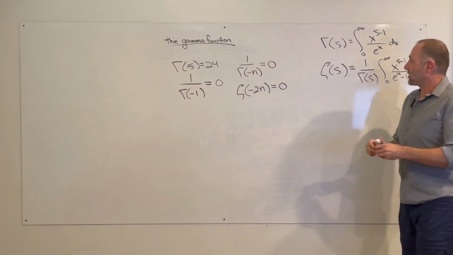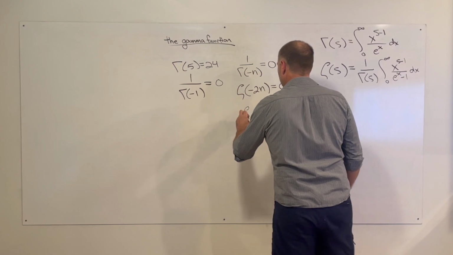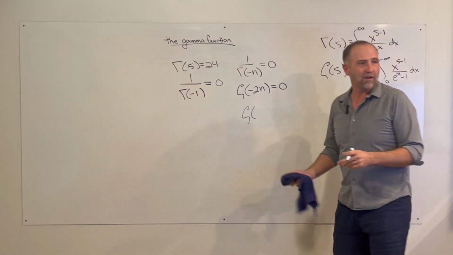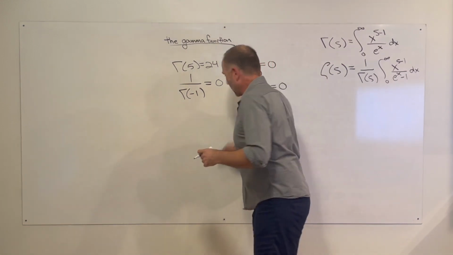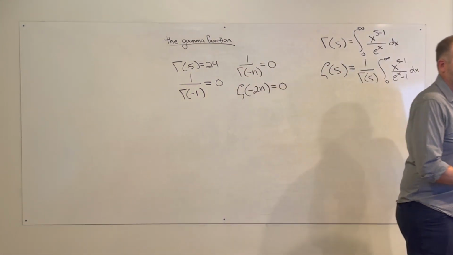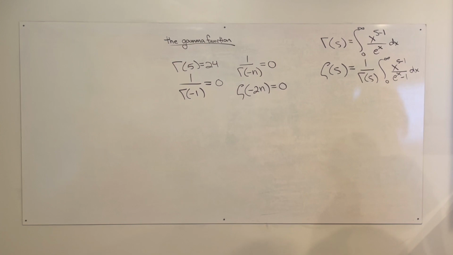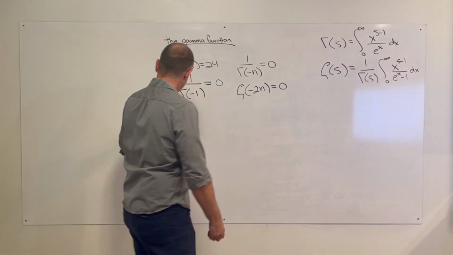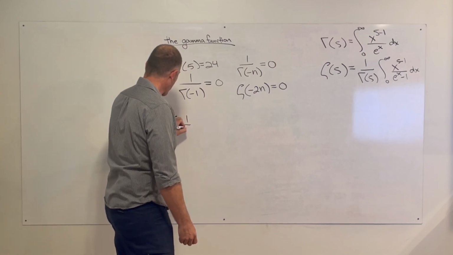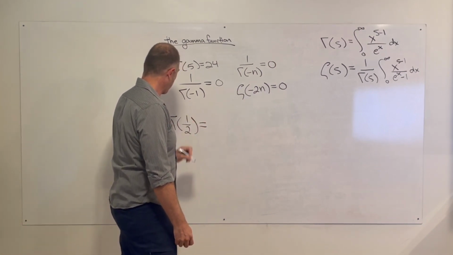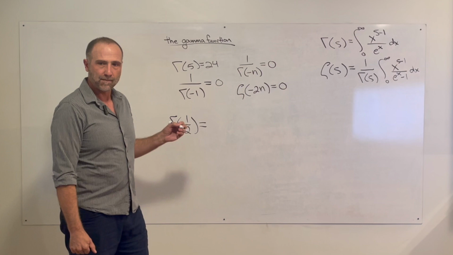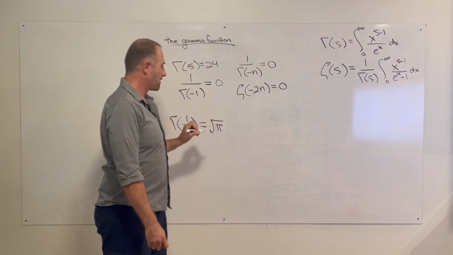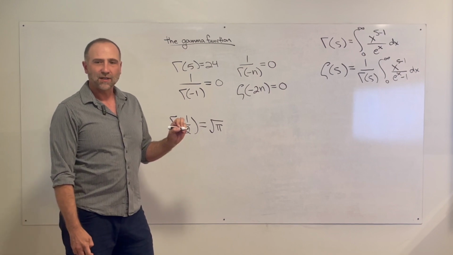Okay, so here's another one. Let's see, gamma, not zeta, gamma. I could have done some zeta, but we don't need to. Gamma of 1/2. They're kind of interesting. Remember this one? Square root of pi. Okay, that seems kind of interesting.